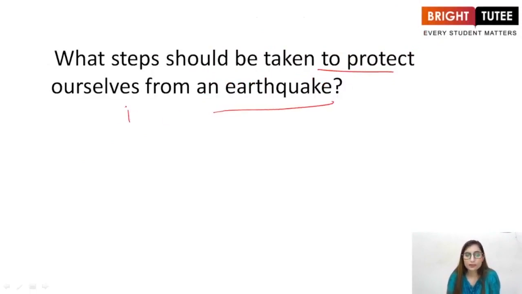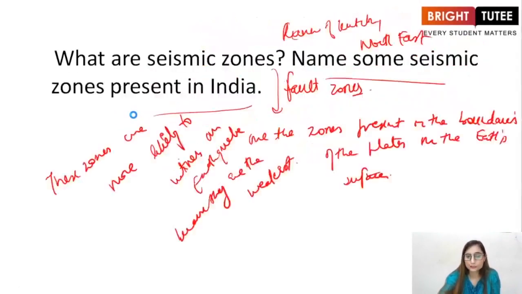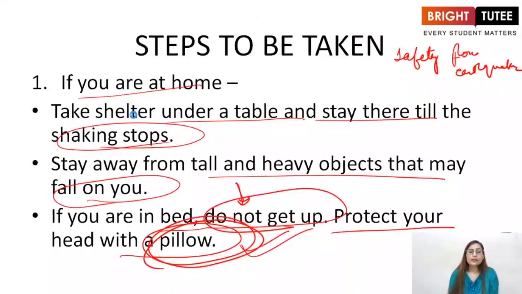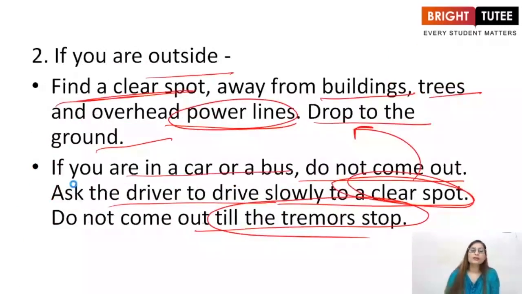What steps, if you are outside, let us move on to the steps again. If you are at home, you should take shelter under the table. If you are at home, stay away from tall and heavy objects falling on you. If you are in bed, you should stay in bed. Now if you are outside, you should find a clear spot away from buildings, trees and overhead power lines. Drop to the ground.